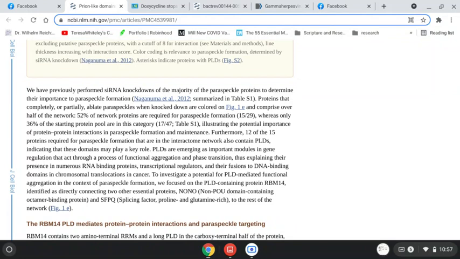This illustrates the potential importance of protein-protein interactions in paraspeckle formation and maintenance. Furthermore, 12 of the 15 proteins required for paraspeckle formation that are in the interactome network also contain prion-like domains, indicating that these domains may play a key role.